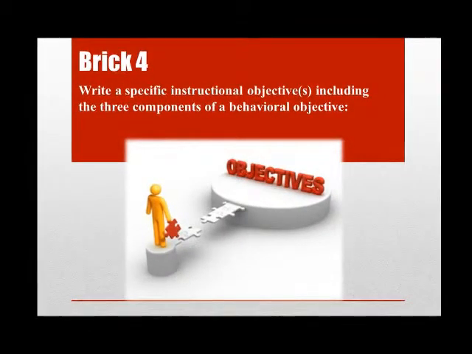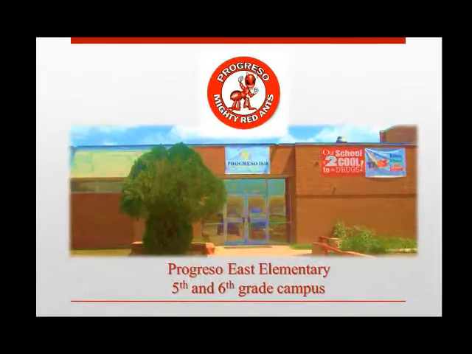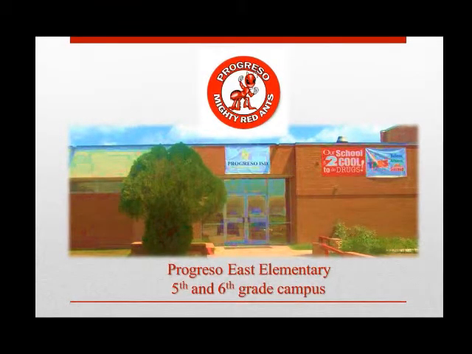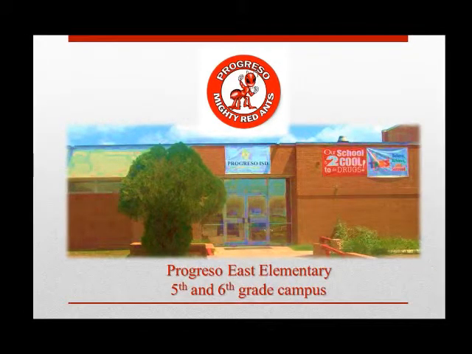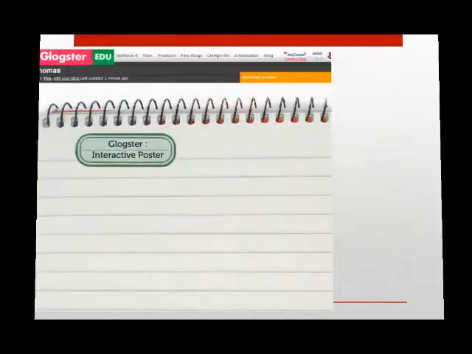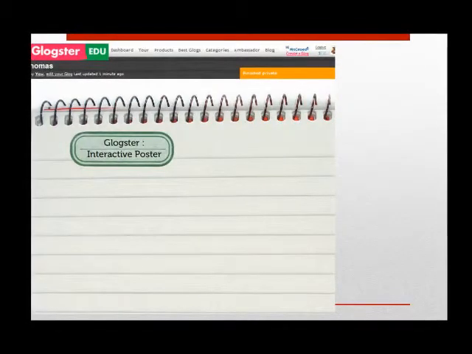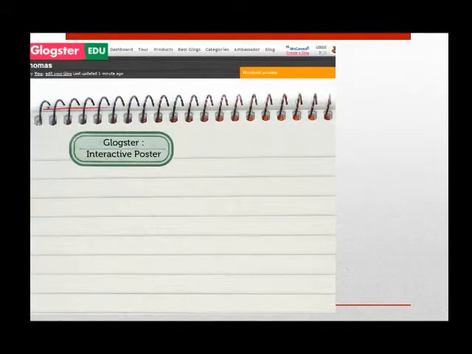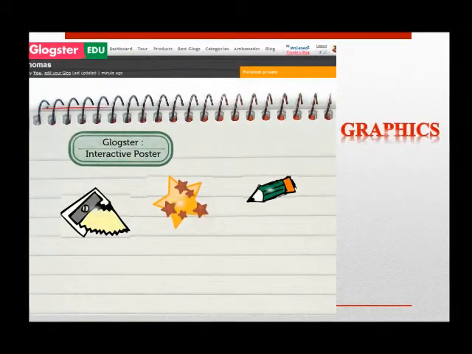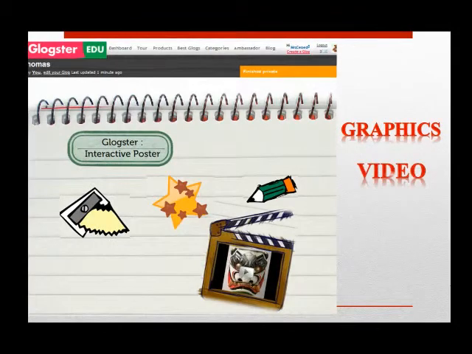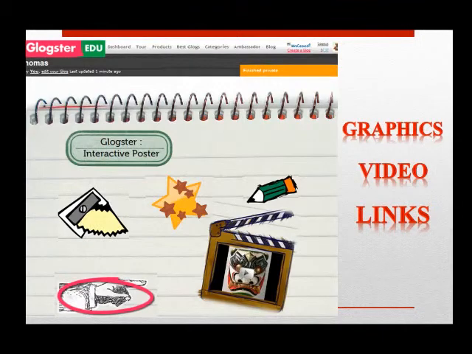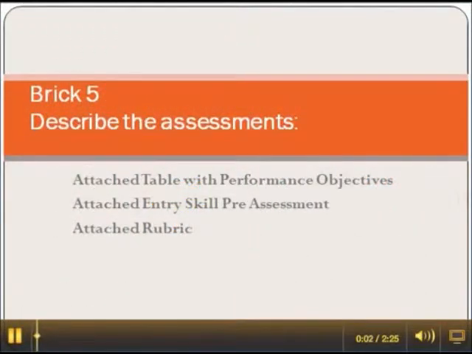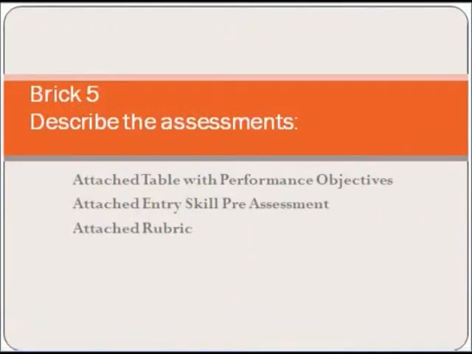Brick 4. With the use of Glogster, 5th grade students from Progreso ISD will create rich media digital posters by implementing several tools, including graphics, video, and links without any assistance. Introduce the instruction. We're looking at our performance objectives.